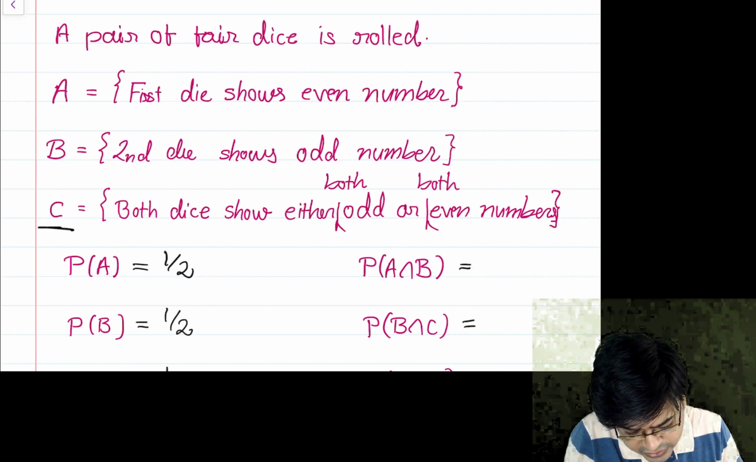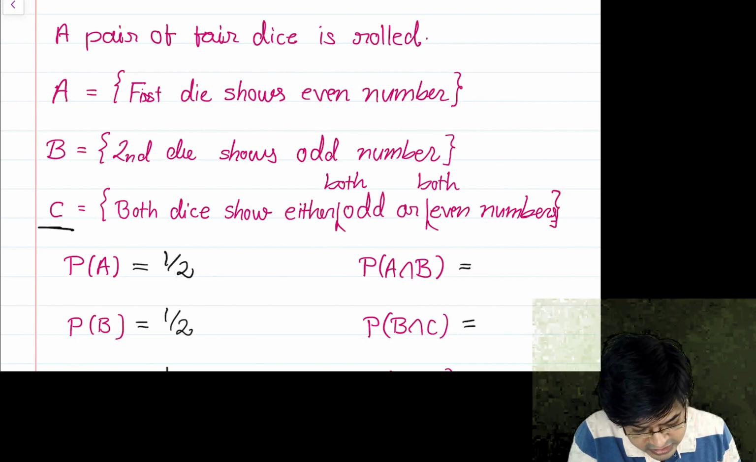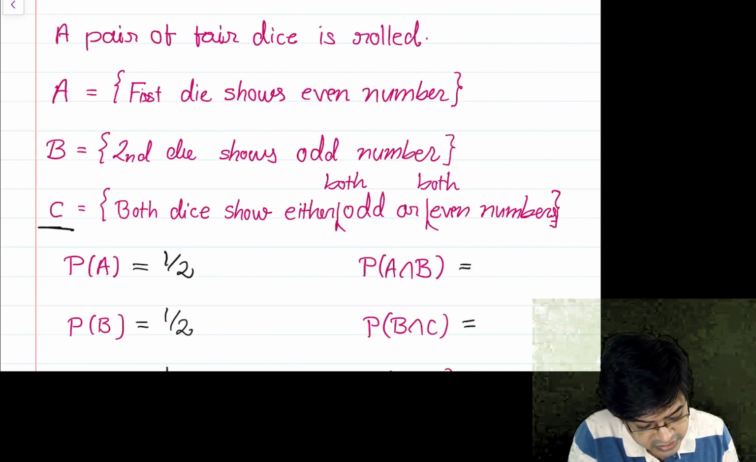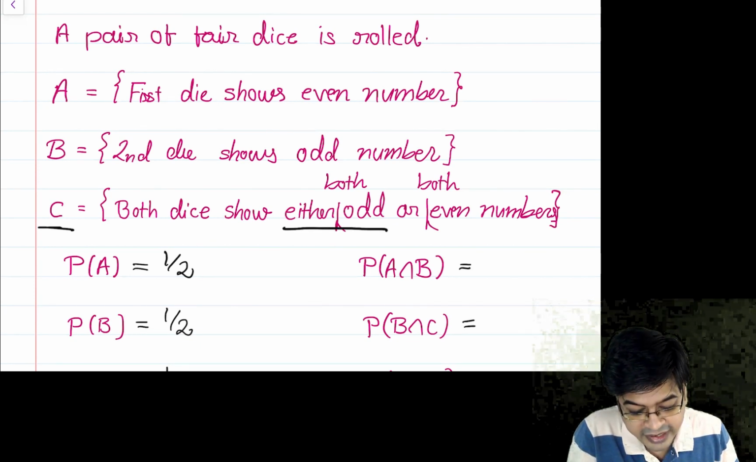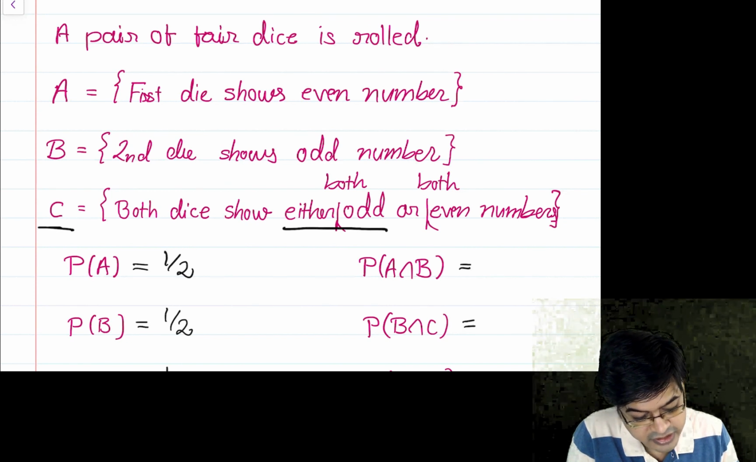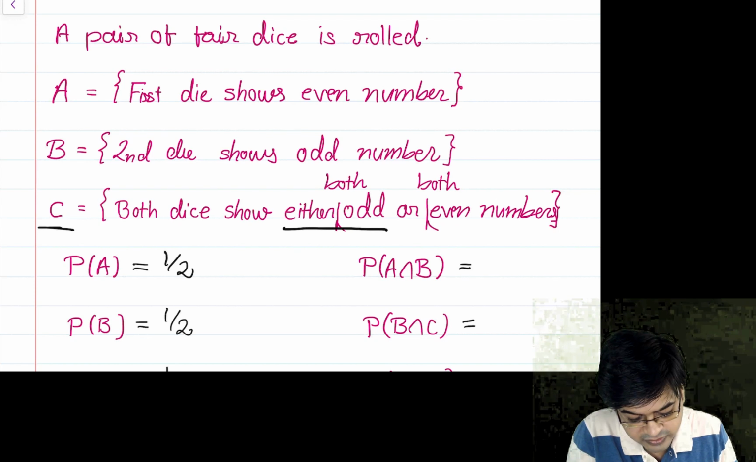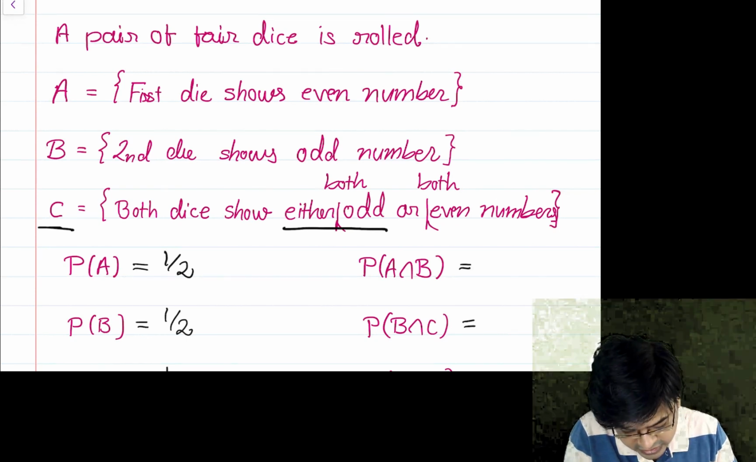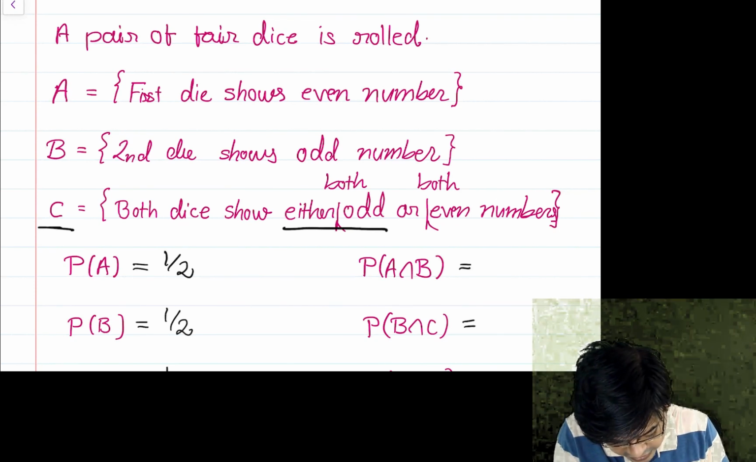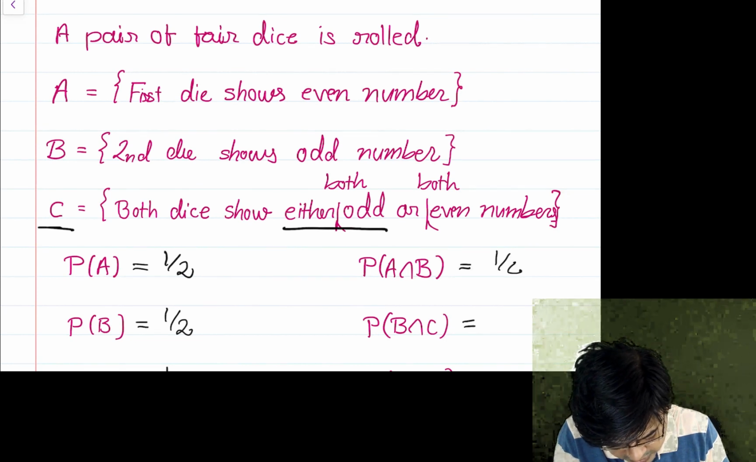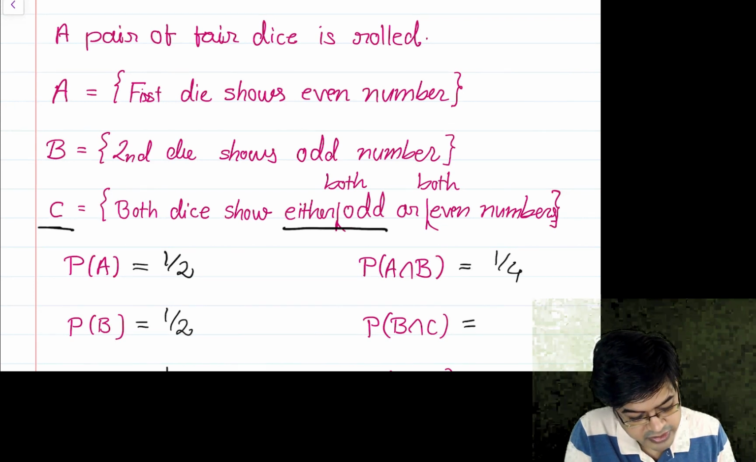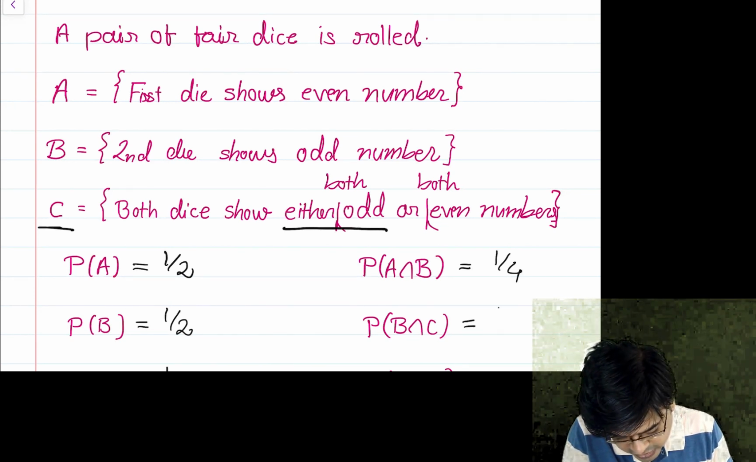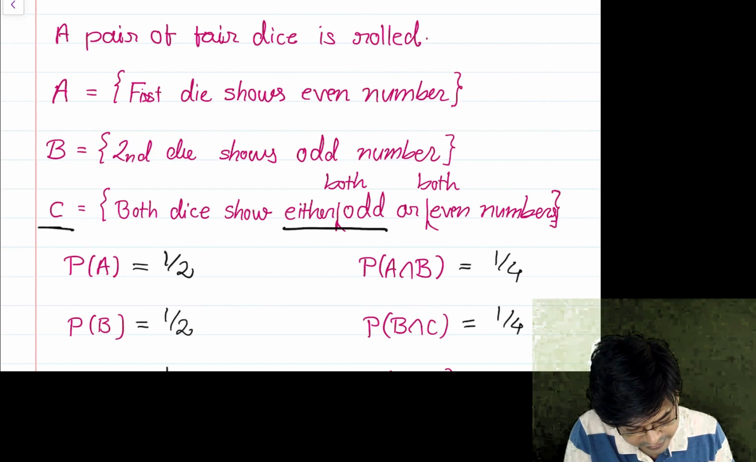So if the first die shows an even number, this automatically chucks out the numbers that are odd here, and therefore the probability of this will be half and this will be half. So only 1/4 of the outcomes will come in this particular zone. Therefore this probability must be equal to 1/4. The same reasoning will go for B intersection C, and it will be 1/4.